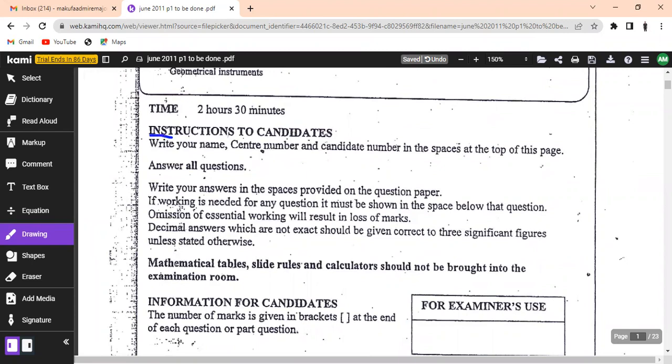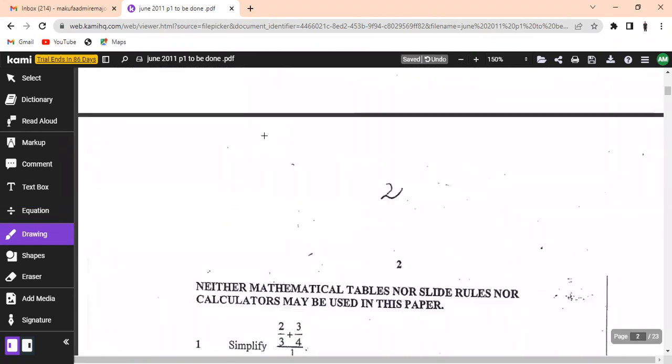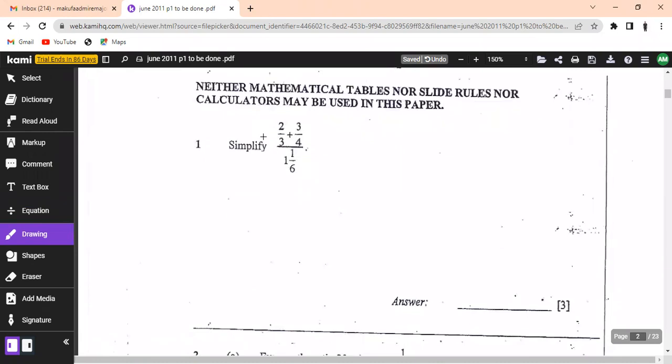Make sure you read all the instructions, especially on the omission of essential working, which will result in loss of marks, and also the degree of accuracy. Whenever it is not exact, you should give your answer correct to 3 significant figures unless stated otherwise. This is paper one, no calculators, which means everything is supposed to be done without a calculator. So we shall quickly rush through the questions and see what we got here.